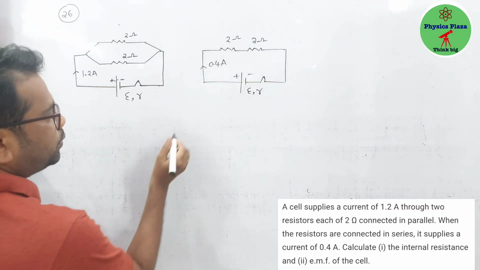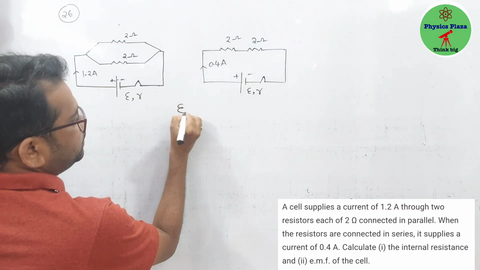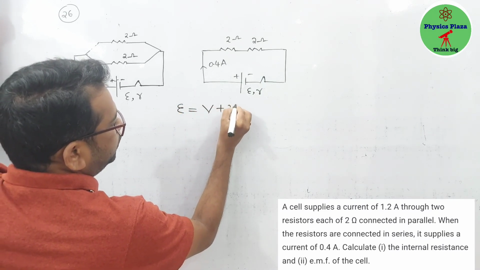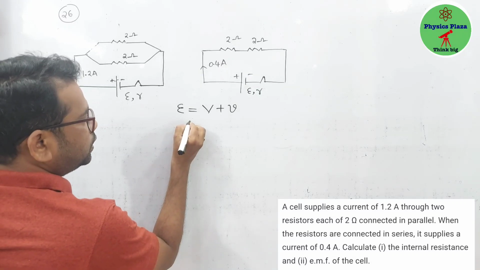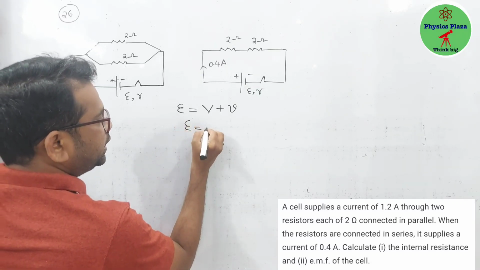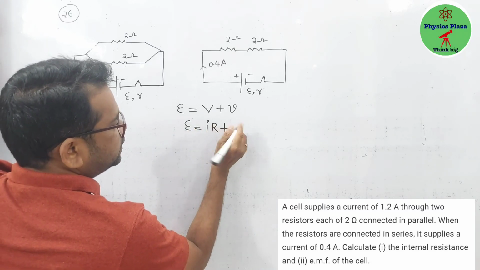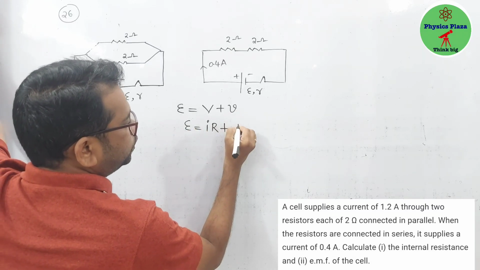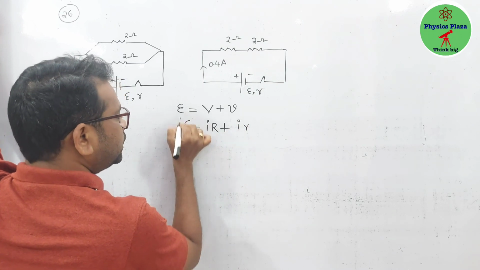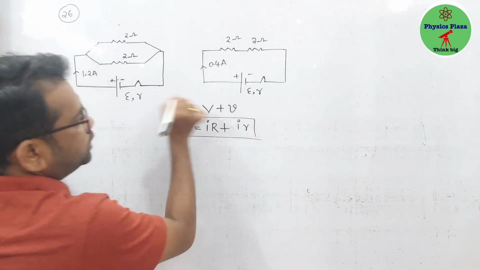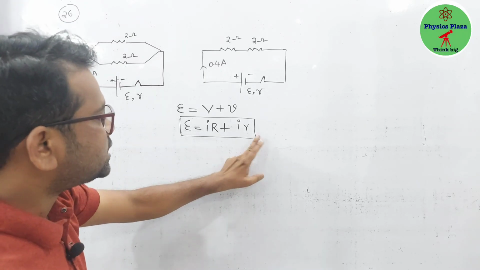So let us recall one formula, children. EMF is equal to terminal voltage plus potential drop. EMF is equal to total current into external resistance plus total current into internal resistance. So this is a common formula which we are going to use for both cases.